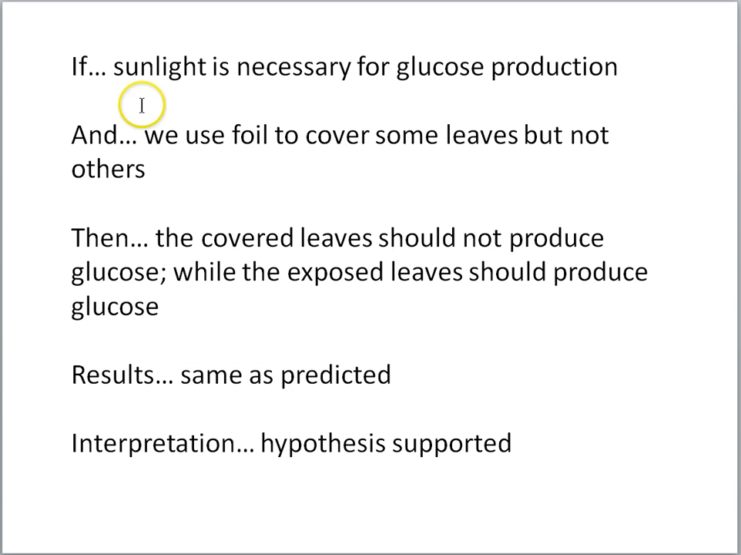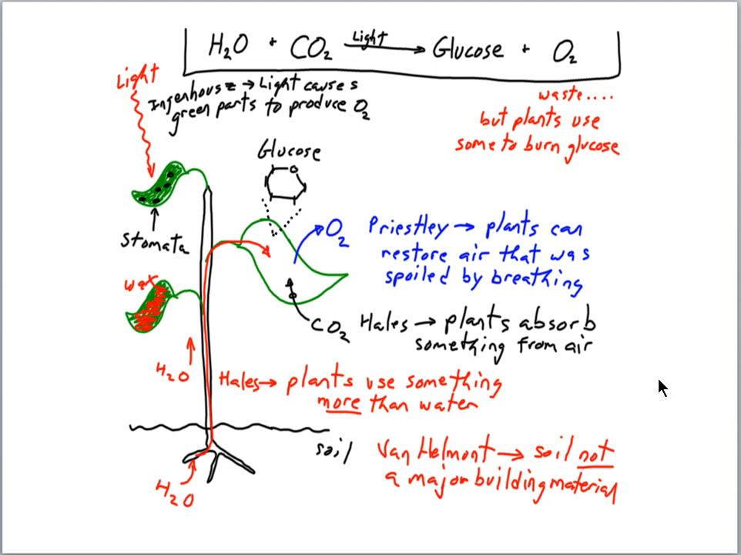Our reasoning looks like this. If sunlight is necessary for glucose production, and we use foil to cover some but not others, the covered leaves should not produce glucose while the exposed leaves should. Same as predicted, hypothesis supported. Sunlight is necessary for glucose production. And so we've arrived at our final summary diagram of some of the history of discovery of plant nutrition.